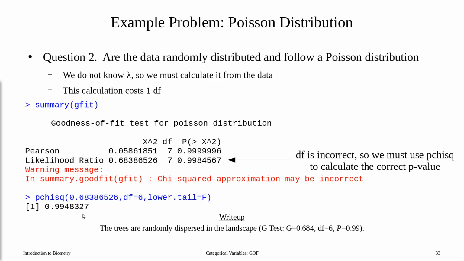So again, are the trees randomly distributed across the landscape? Yep, they are. The p-value is greater than 0.05, so our observed matches what we expect.